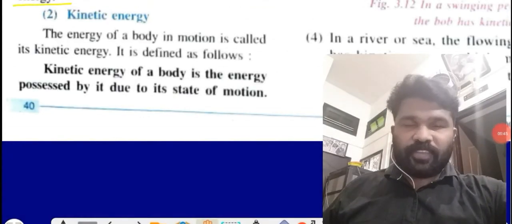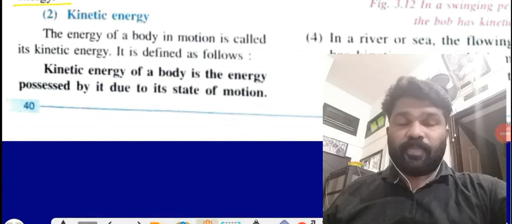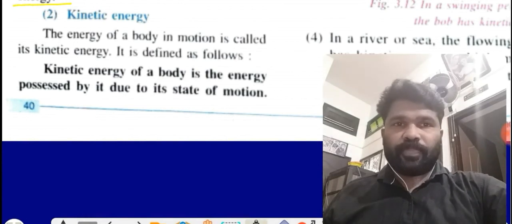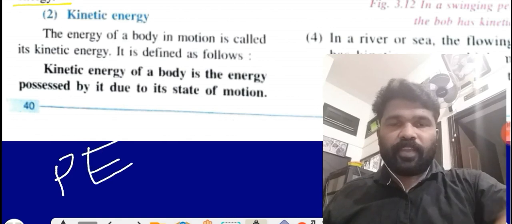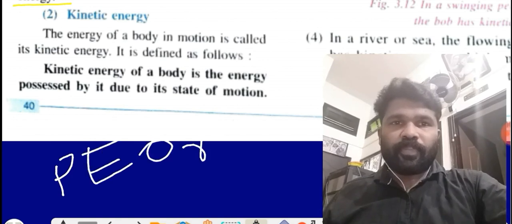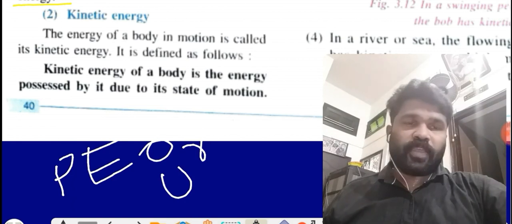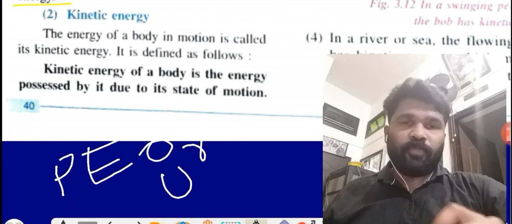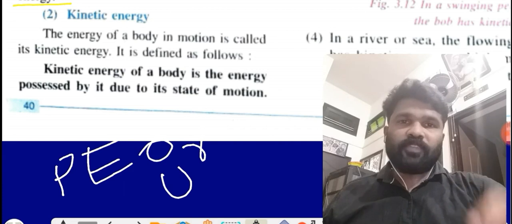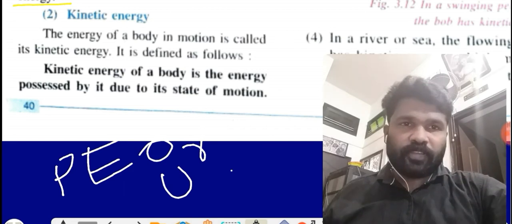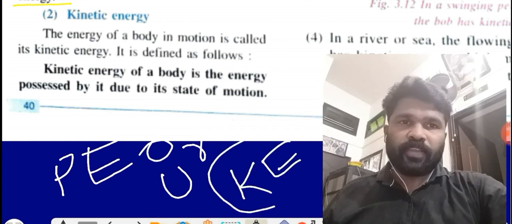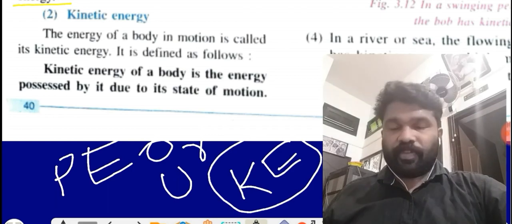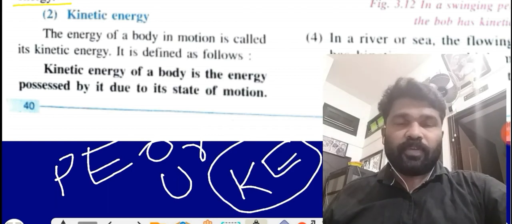So students, yesterday we discussed potential energy, that means PE, potential energy, or U. And today we are going to discuss KE, the short form of kinetic energy.